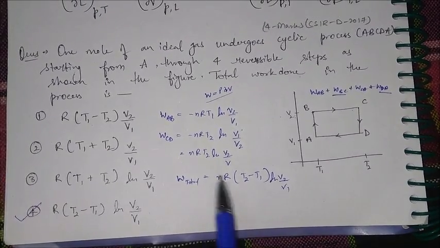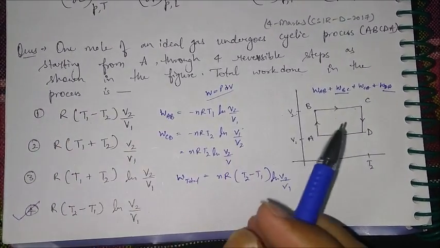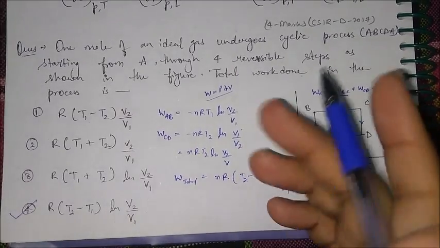n is equal to 1 because it is written that it's for 1 mole. So in this way this question is to be done. It's a very simple question, and it just came for 4 marks.